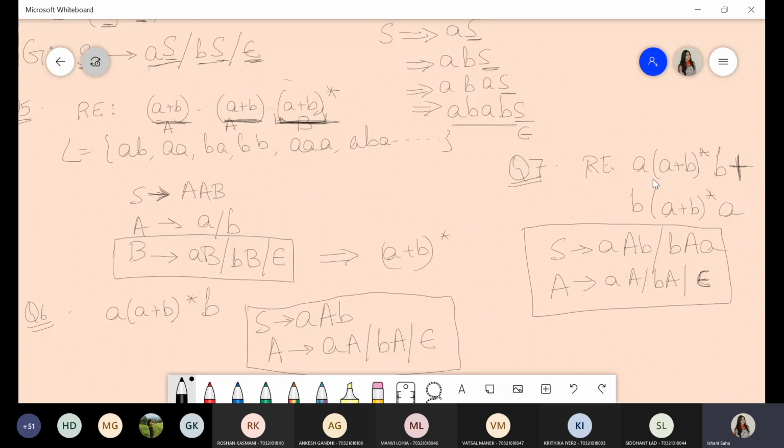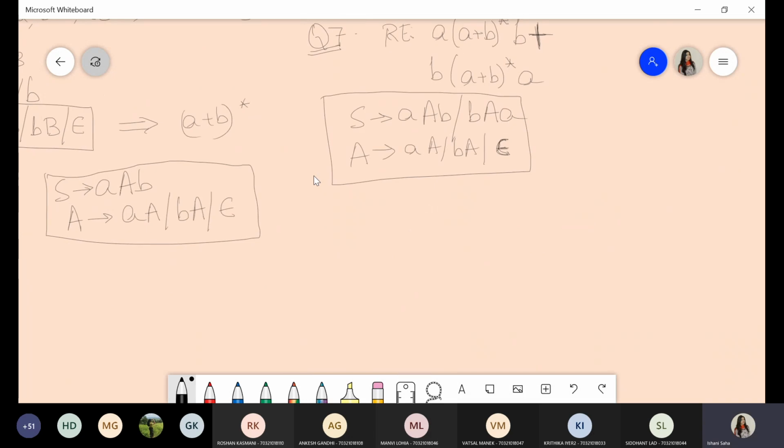Okay, next, write down. Write a grammar for the language over A comma B. Now this time it is not given in the form of a regular expression. It is given in the form of a language, right? Write a grammar for the language over sigma equals A comma B containing at least one occurrence of AA. You have to form the grammar.